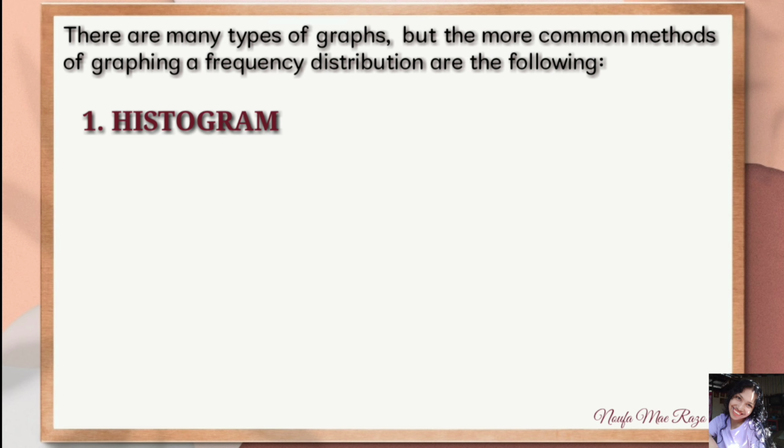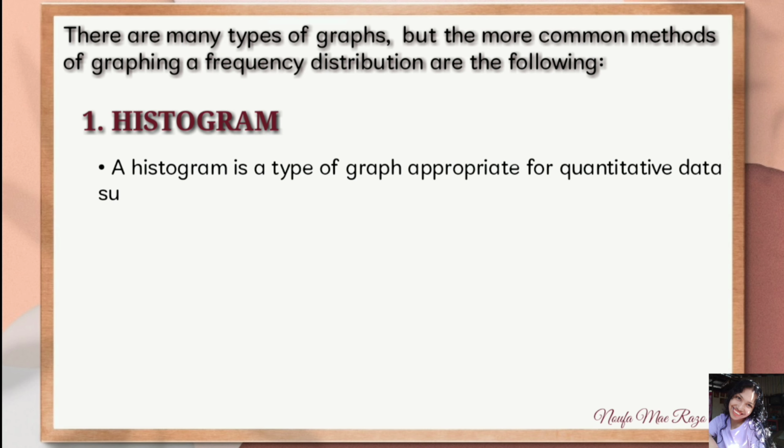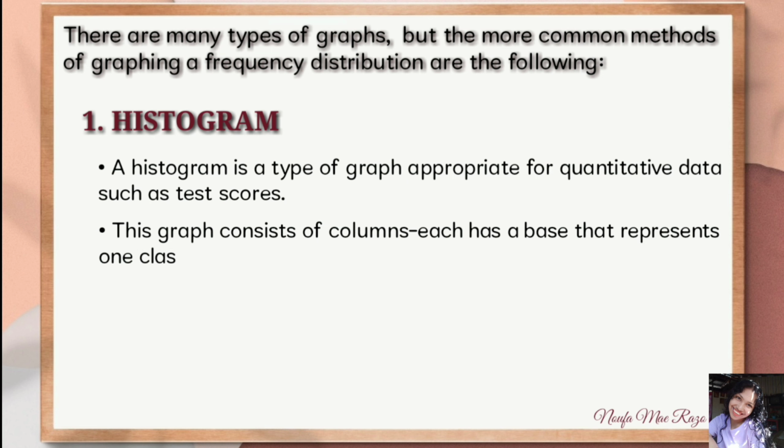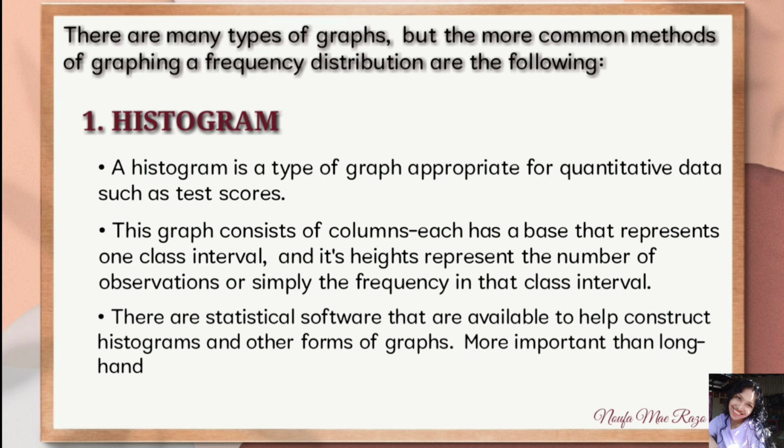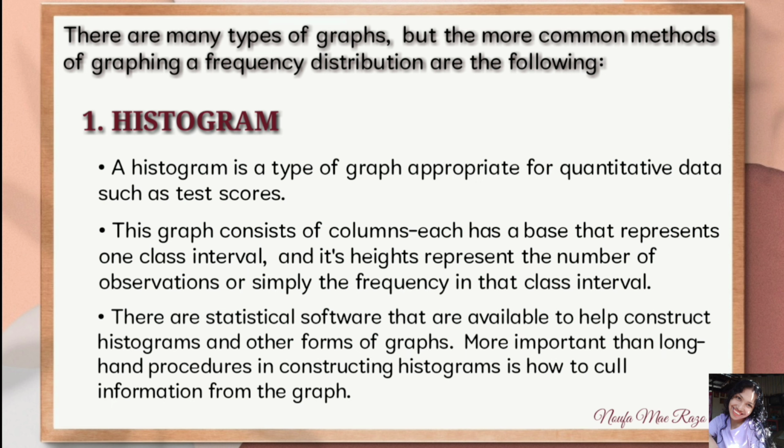First, histogram. A histogram is a type of graph appropriate for quantitative data such as test scores. This graph consists of columns, and each has a base that represents one class interval, and its height represents the number of observations, or simply the frequency, in that class interval. There is statistical software available to help construct histograms and other forms of graphs. More important than the longhand procedure in constructing a histogram is how to extract information from the graph.